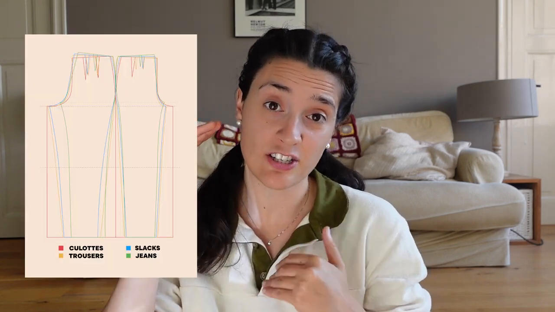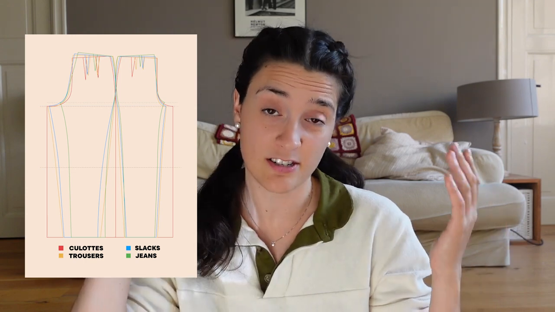And this pattern normally has the longest crotch depth, the longest crotch length and the longest crotch extension. It has the most of everything. The foundations are characterized by how much ease there is around your upper thigh, and the culotte is the one that has the most ease, which is around 15 centimeters.